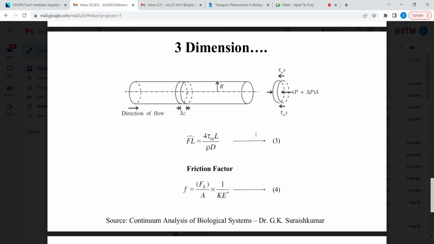Now we define a factor called the friction factor. So friction factor, as defined in equation 4, is the kinetic energy component of the fluid per unit area divided by the kinetic energy per unit volume that is inherent for a given fluid at given conditions. So I've just defined it now.